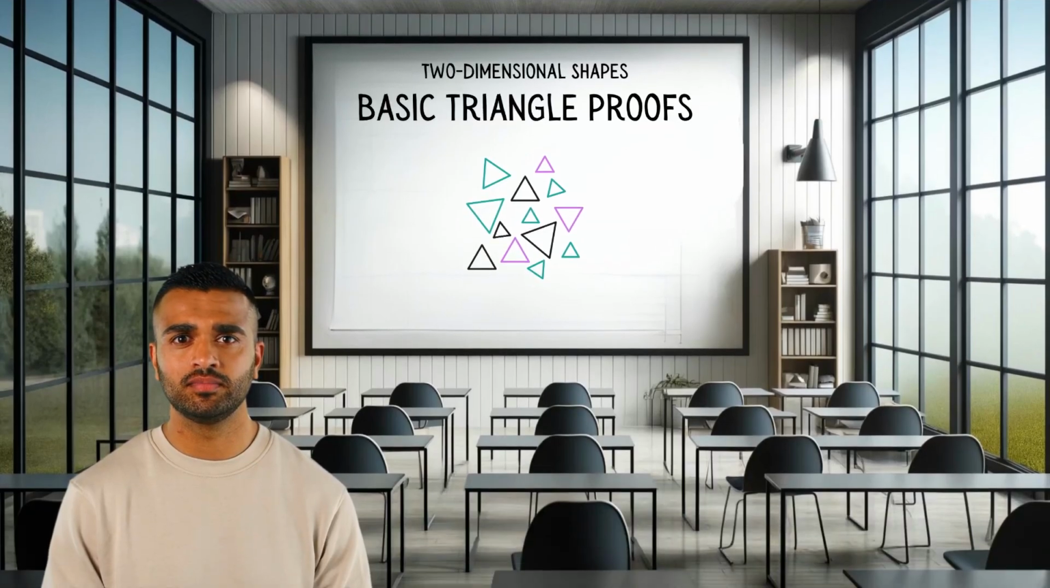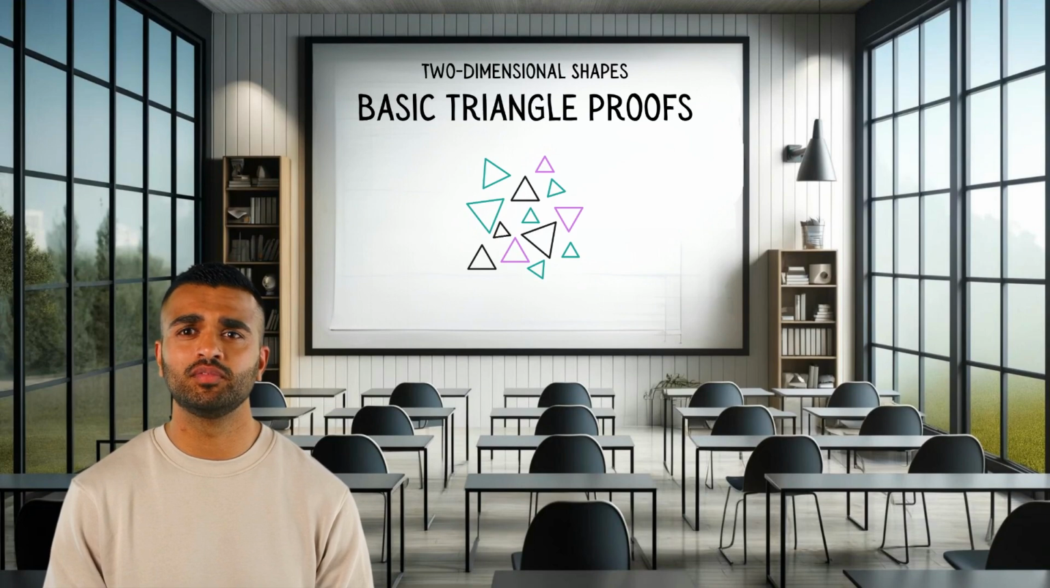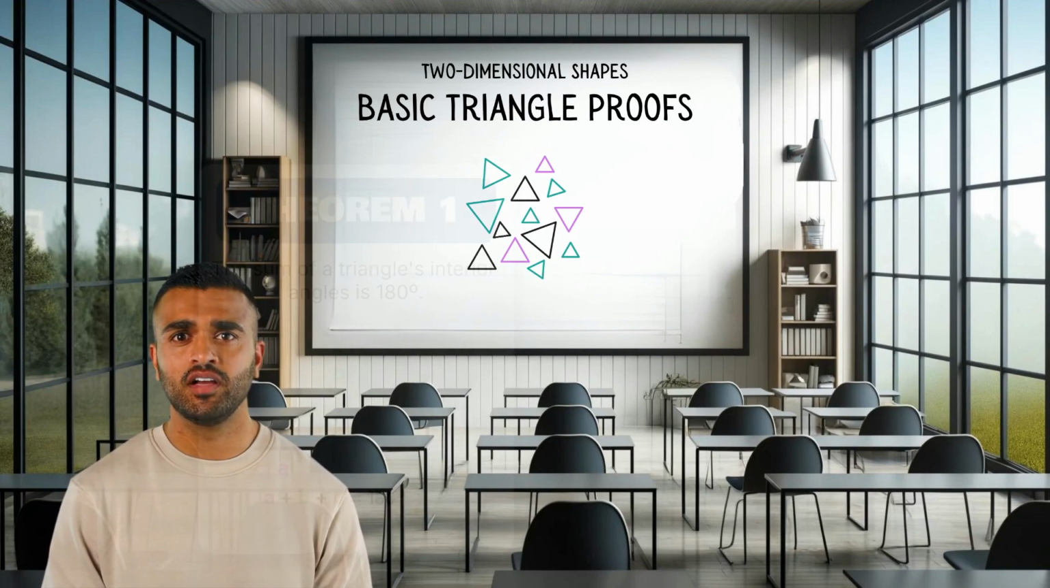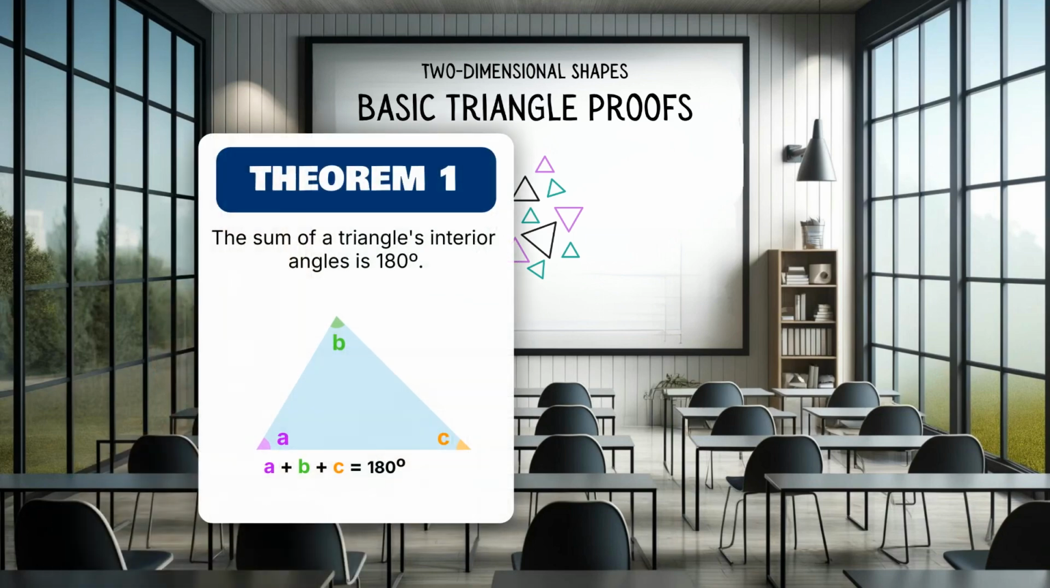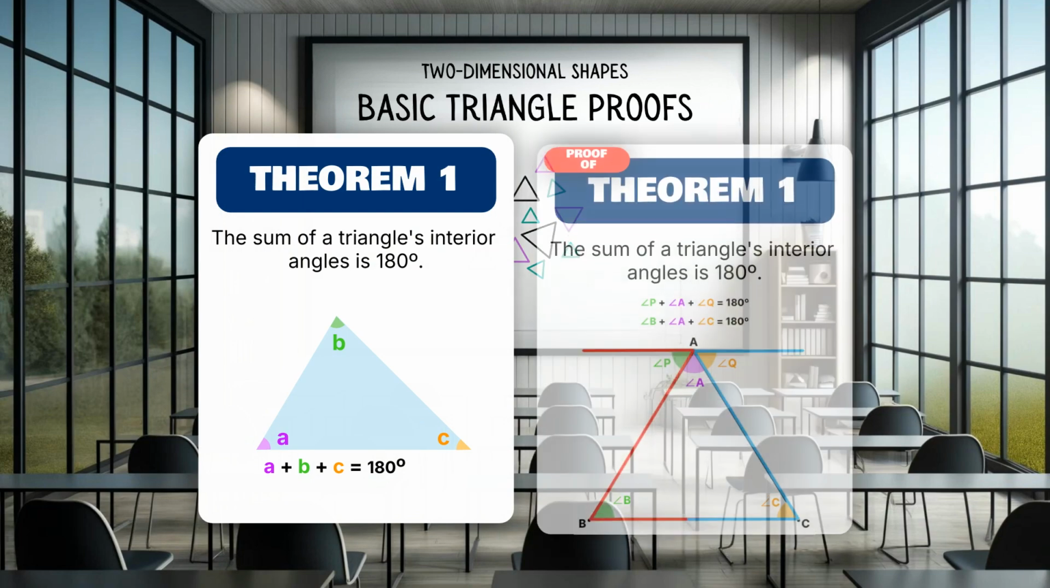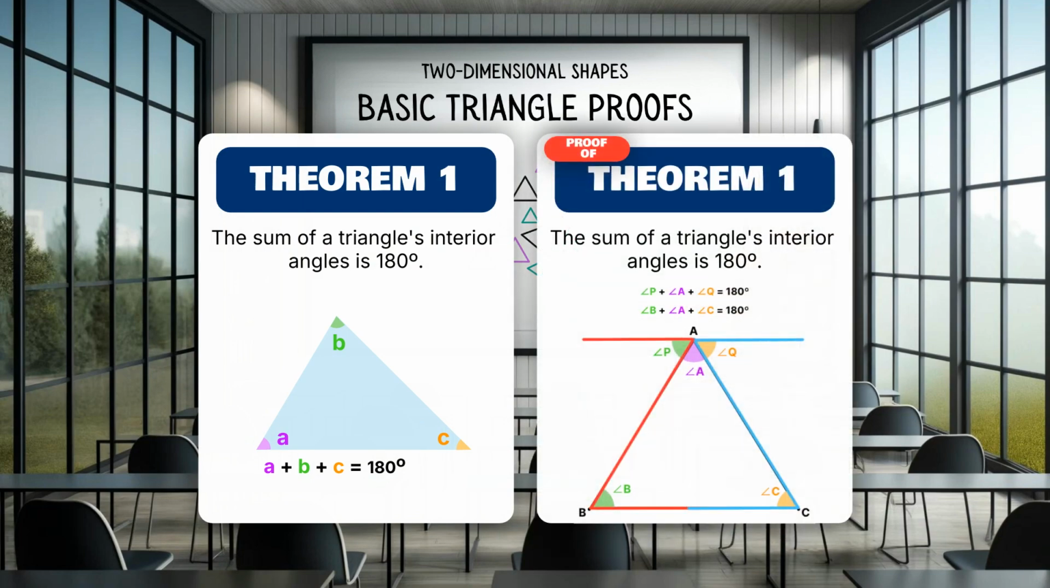In today's lesson, we explored two fundamental theorems related to triangles. First, we established that the sum of the interior angles of a triangle is always 180 degrees. We demonstrated this by constructing a parallel line through one vertex and using alternate interior angles to show that, as the angles on a straight line sum to 180 degrees, the angle A plus angle B plus angle C equals 180 degrees.